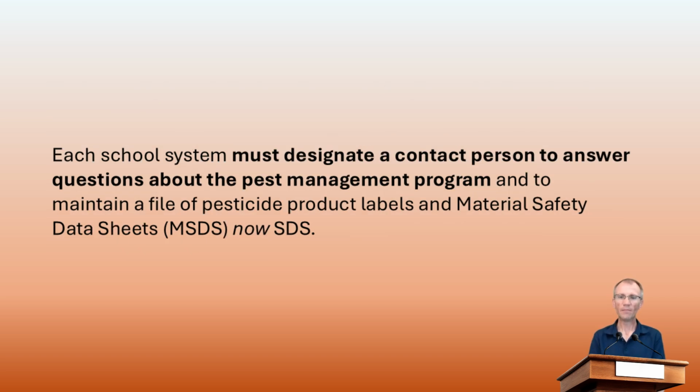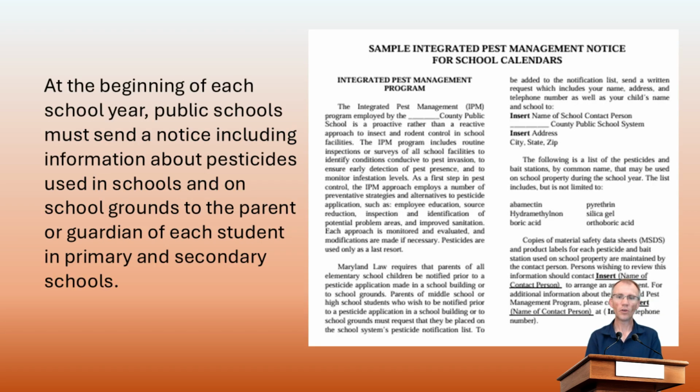Each school system must designate a contact person to answer questions about the pest management program and to maintain a file of pesticide product labels and material safety data sheets, MSDS, now SDS. At the beginning of each school year, public schools must send a notice including information about pesticides used in schools and on school grounds to the parent or guardian of each student in primary and secondary schools.